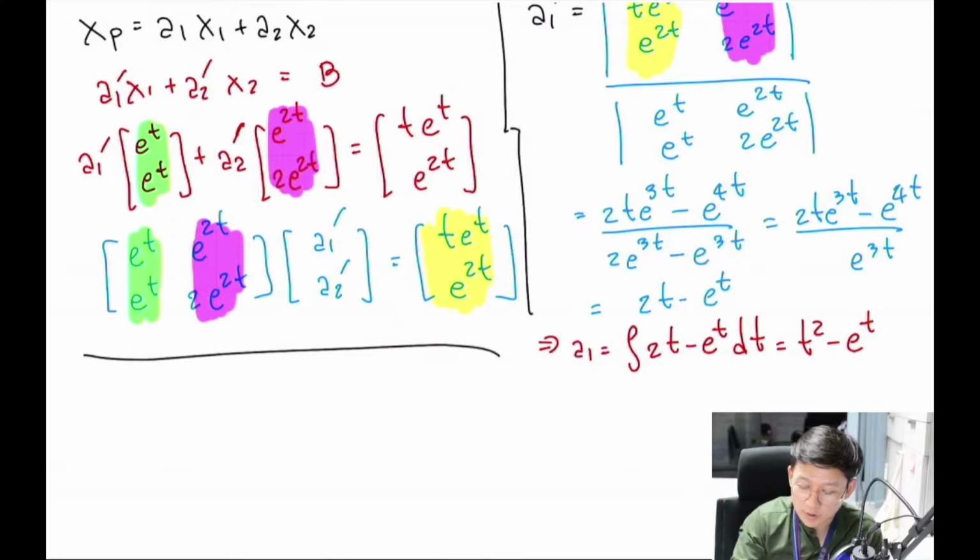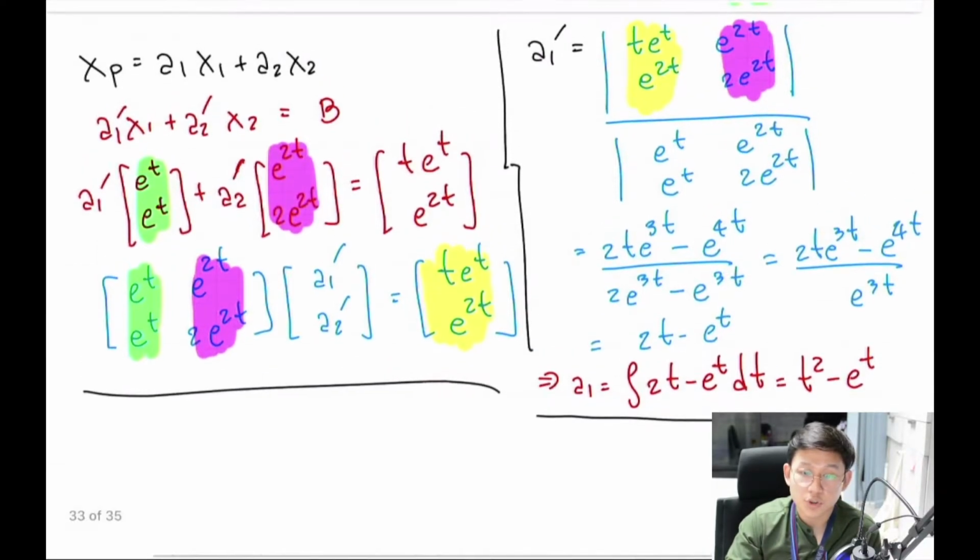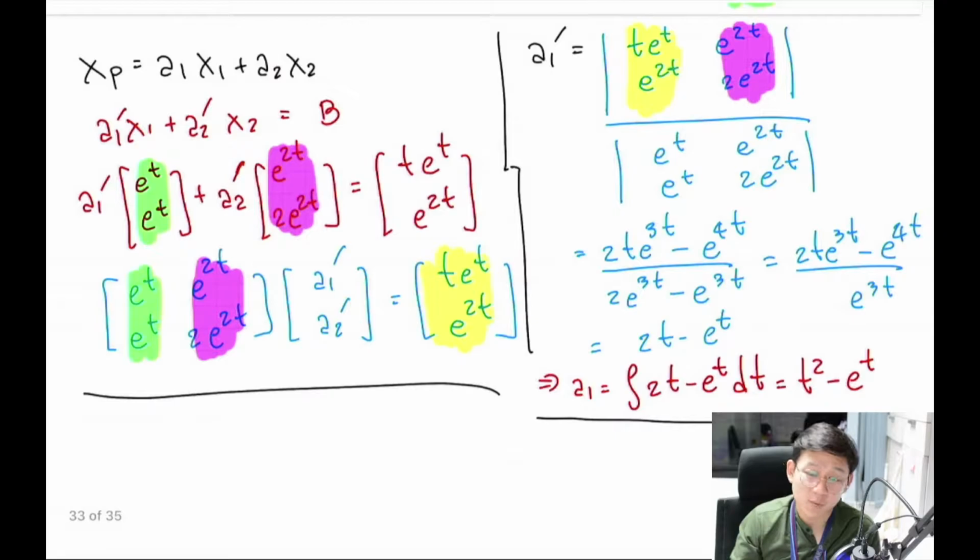You can forget the constant, because you're going to have another constant in front of a1 anyway. So you get a1 is t squared minus e to the t. Good.